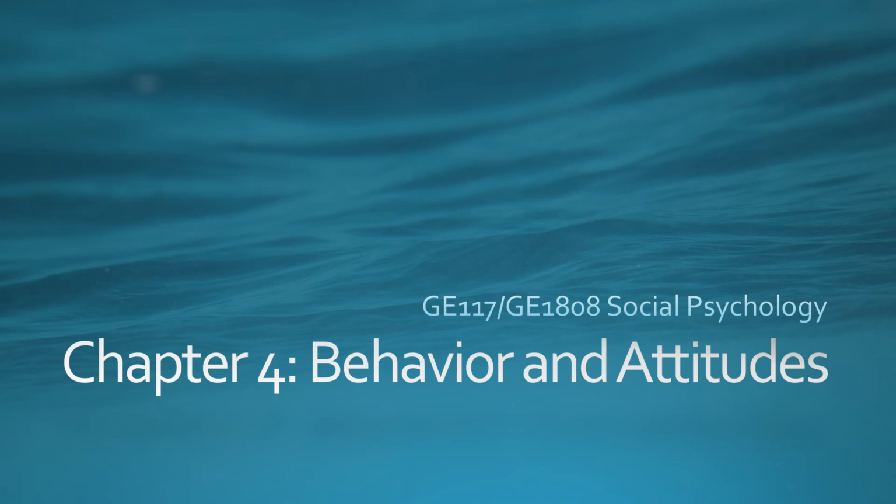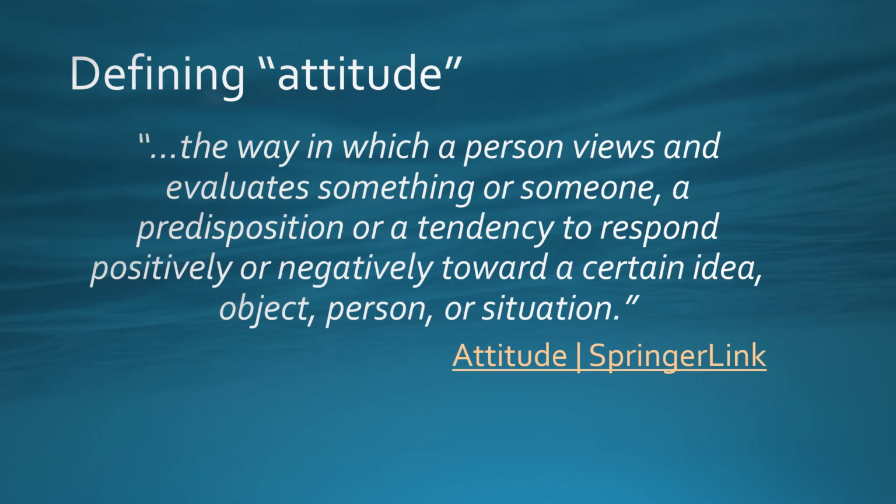This is chapter 4 of your textbook, which is called Behavior and Attitudes. So let's first define attitude. We essentially know the definition of behavior, it's how we act, but attitude's a little bit more complicated. The definition I like best is attitude is the way in which a person views and evaluates something or someone. It's a predisposition or a tendency to respond either positively or negatively toward a certain idea, object, person, or situation.